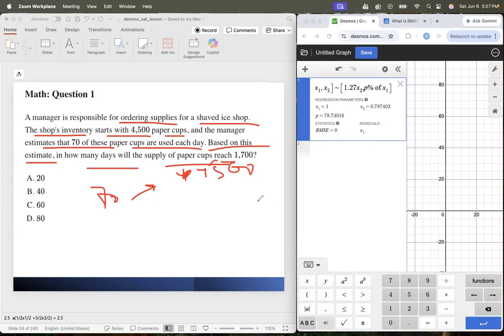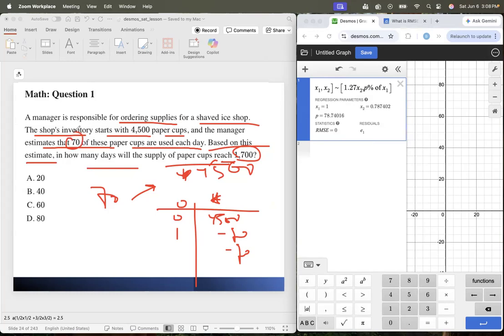You don't even have to think. This is a linear function. The number of paper cups, right? You start with 4,500. Well, every day it is going to go down by 70 because that's what we're using. So you subtract 70 from here. Next one, you subtract 70 from here, and you keep on subtracting 70. You can find how long it would take to have 1,700. You can plot the function. They've given you the slope. Your slope is the 70. It's going to change every 70.